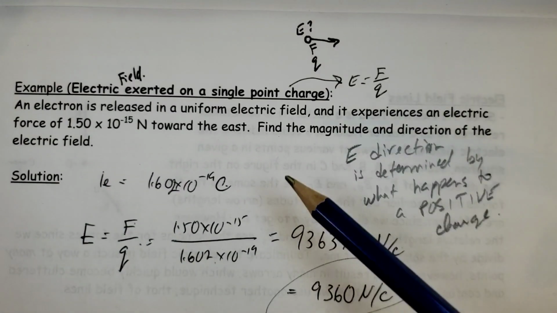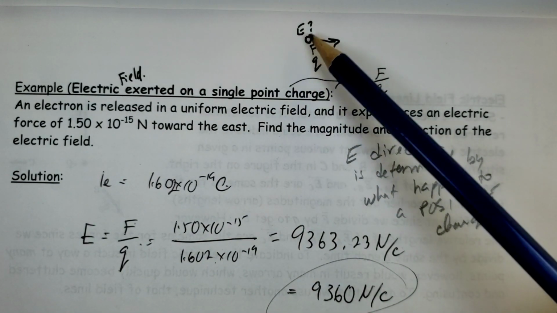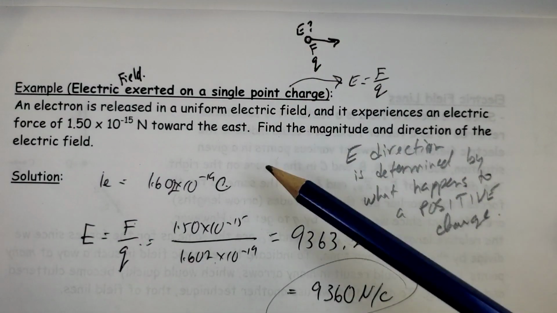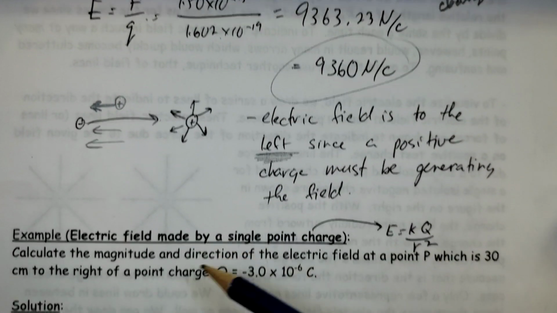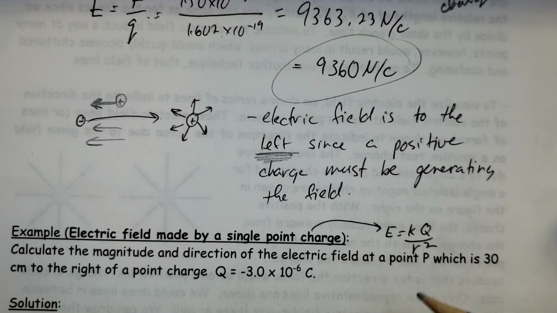So we looked at calculating the electric field strength by looking at what happens to a little charge in that area. Now we'll look at the opposite. We'll look at the electric field made by a certain charge. We know what the charge is that's making the electric field. What is the electric field going to be a certain distance away from it?